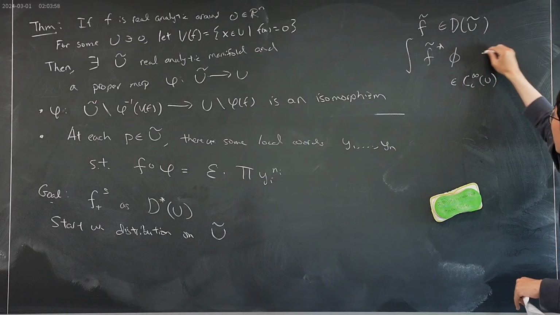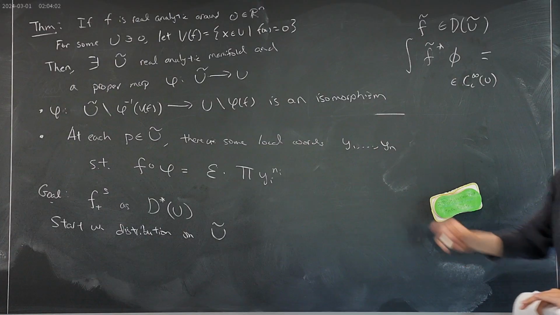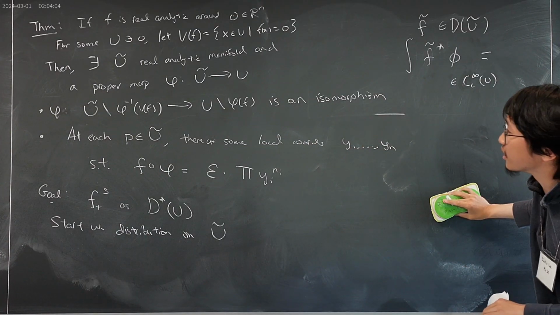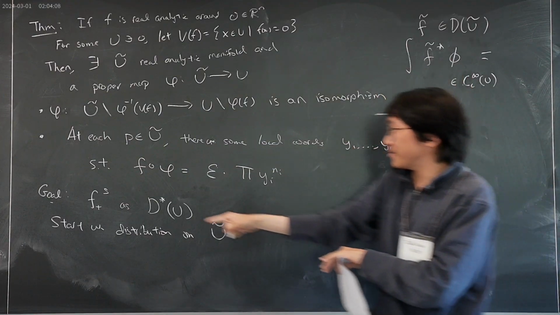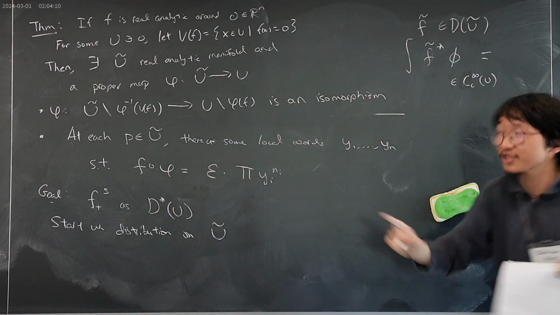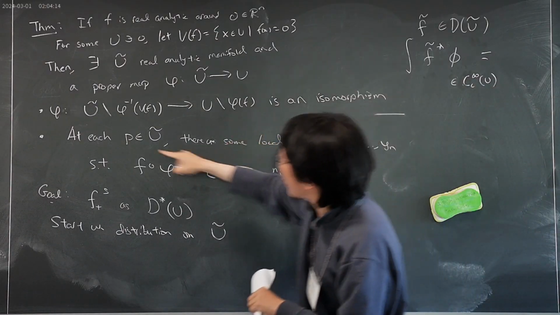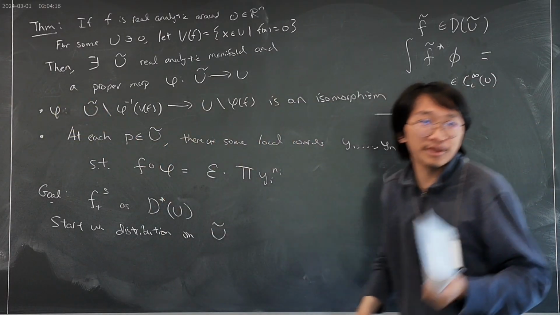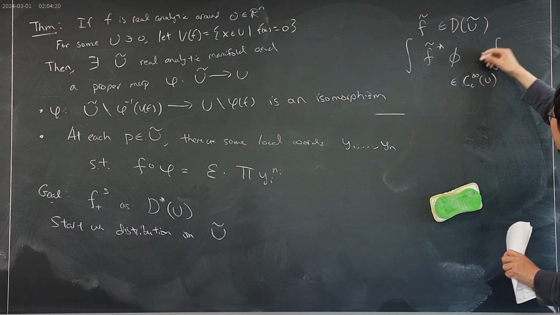Okay? And, well, we can pull this back to u tilde. So let's see. I apologize for having both phi and this phi, but they are distinct functions. This phi is a test function on the space u, and this phi is the proper map between u tilde and u. But essentially, we can define this by composition.